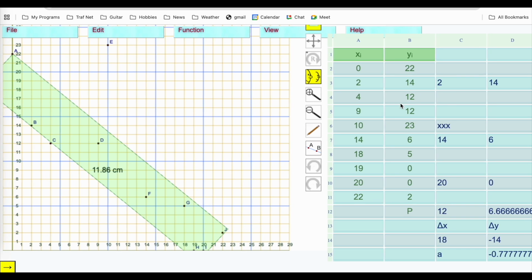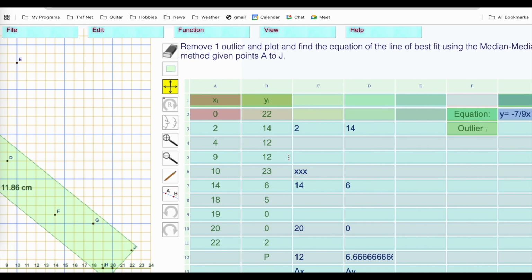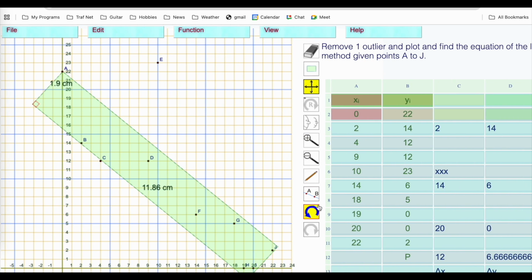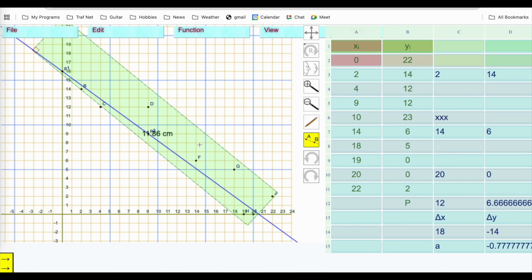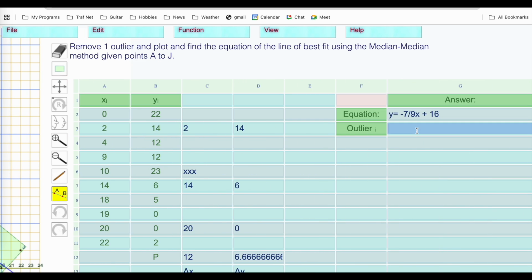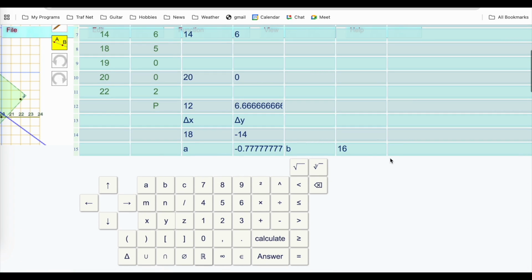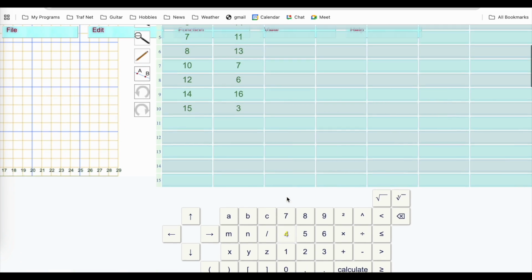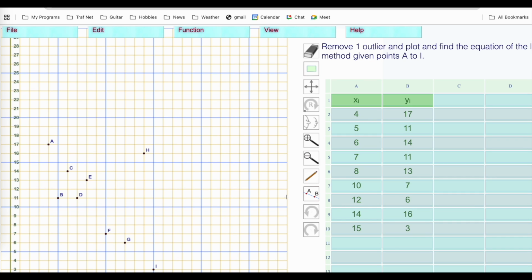Let's go and graph that. The B value is 16 and negative 7 over 9 is the slope. Here's my 16, negative 7 over 9. You move over 9 and then down 7 to here. This is the line of best fit, and it does go through that rectangle that we made. The outlier that we picked was E, and that's everything. And then we press answer to see if we're right. I said, yeah.